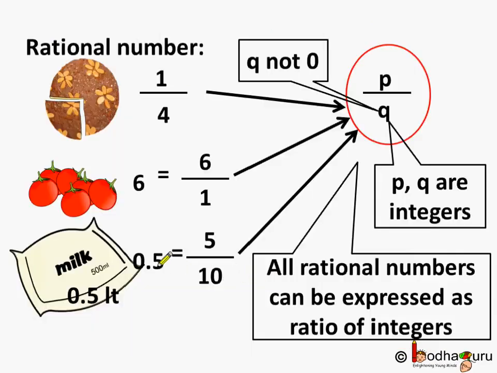Here we have different rational numbers: 1 by 4, which is a fraction, 6, a whole number or a natural number you can say, and here we have a decimal number. All these numbers are rational numbers, as all of these can be expressed as a ratio of integers. 1 by 4 is already in this form. 6 can be written as 6 by 1 and 0.5 can be written as 5 by 10. So all these are rational numbers.